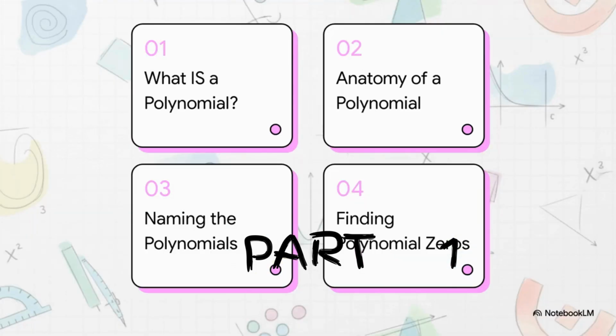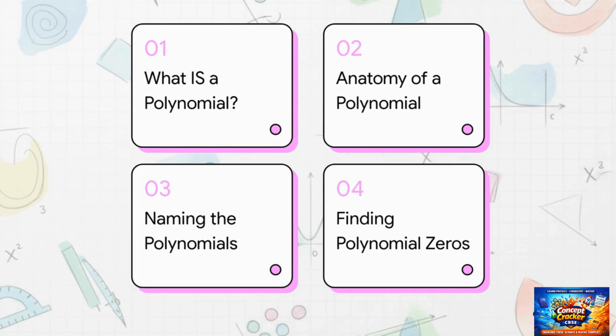So here's the game plan. First, we'll figure out what a polynomial even is. Then, we'll take one apart to see how it works. After that, we'll learn the secret names for them. And finally, the really cool part, how to find their zeros. Sound good? Let's dive in.